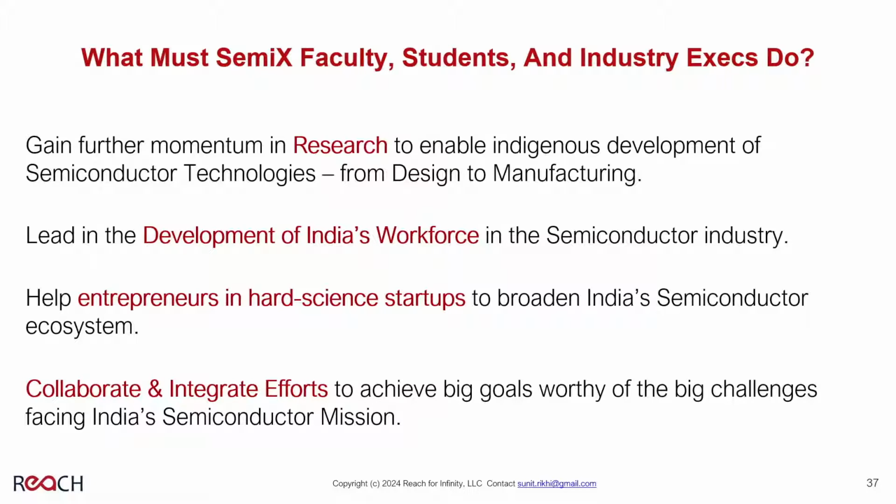And collaboration and integration are a must because these challenges that the India Semiconductor Mission faces are big, and they are required to therefore be responded with big goals, and big goals usually require collaboration and integration of effort.